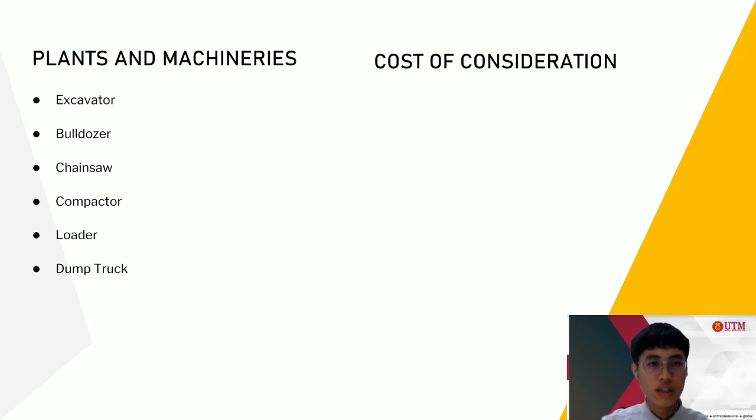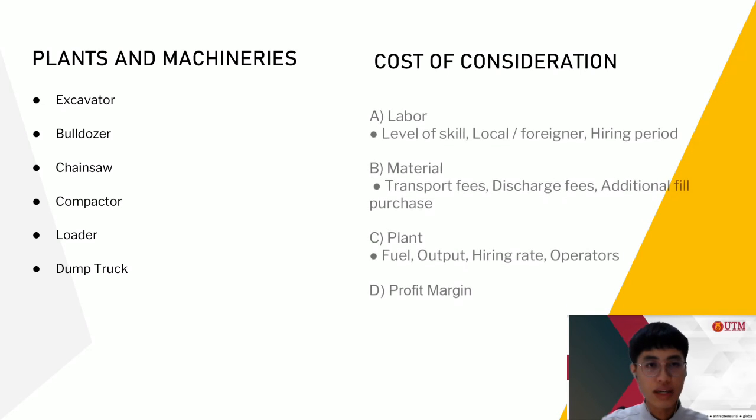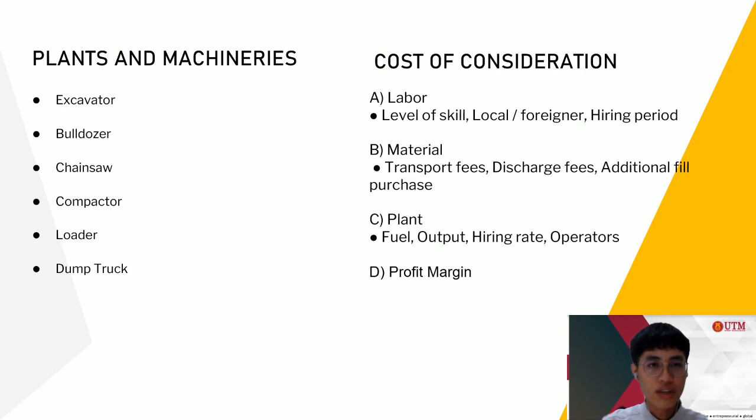In this cost estimation, there are also a few aspects that are considered. The first aspect is the labor cost, affected by level of skill, local or foreigner, and hiring period of the worker. Second is material cost, including transport fee, discharge fee, and additional fuel purchase. Another aspect is the plant cost, including the fuel output, hiring rate, and operator of machinery.